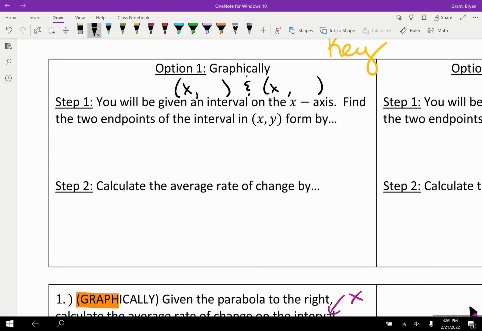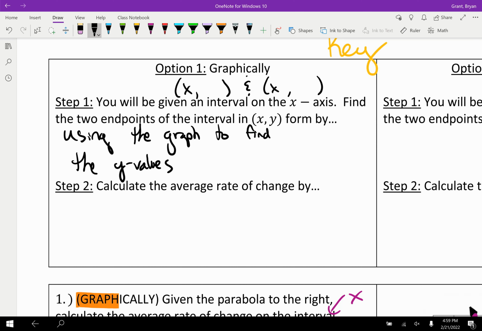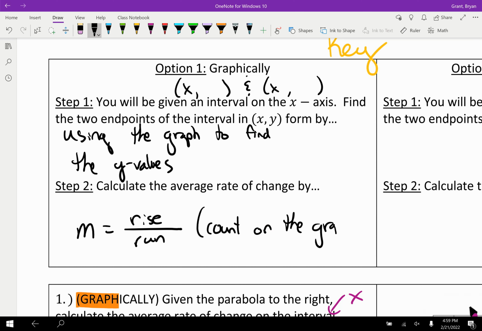How do we find the y's? Well, find these two endpoints by using the graph to find the y values. That's not too bad. Then we calculate the average rate of change, our slope, by doing the rise over the run. And I'm just going to say count on the graph. No real math you have to do there.